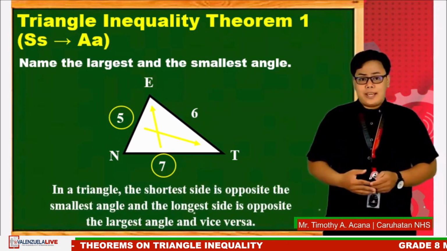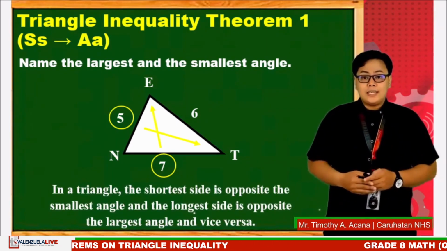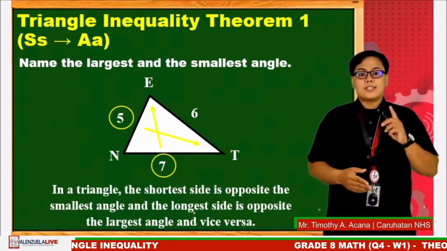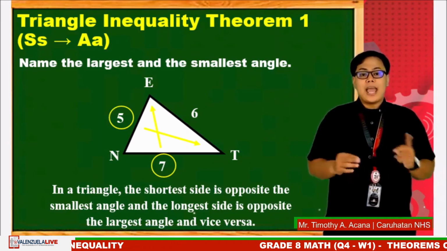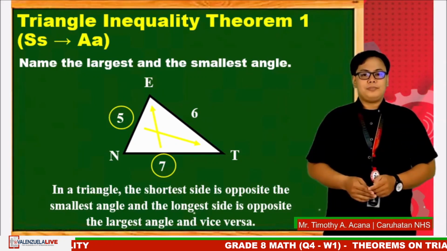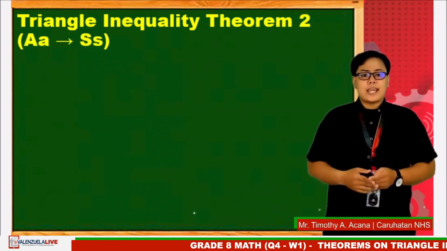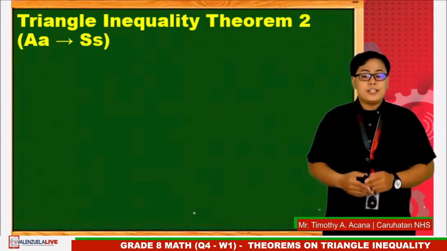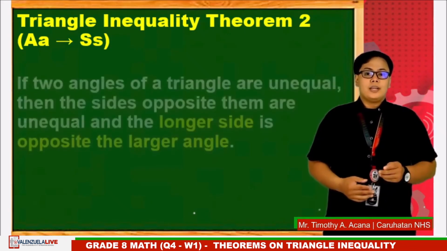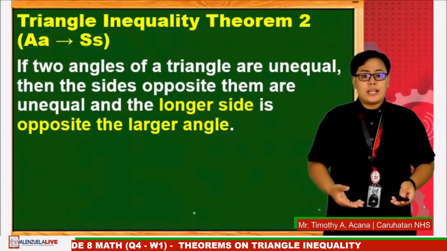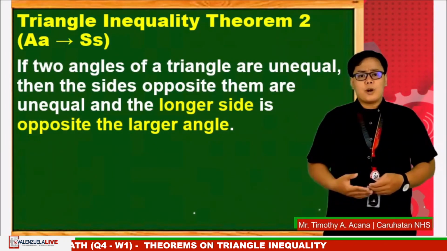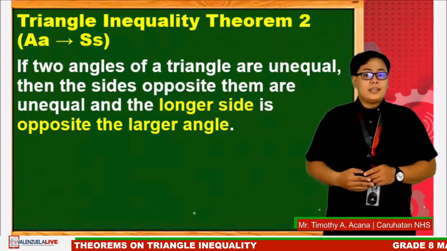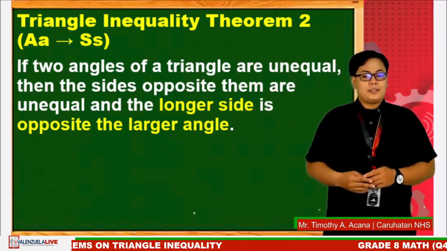Remember that in a triangle, the shortest side is opposite the smallest angle, and the longest side is opposite the largest angle, and vice versa. Let us proceed to the second theorem on triangle inequality, which is the angle to side relation. If two angles of a triangle are unequal, then the sides opposite them are unequal, and the longer side is opposite the larger angle.